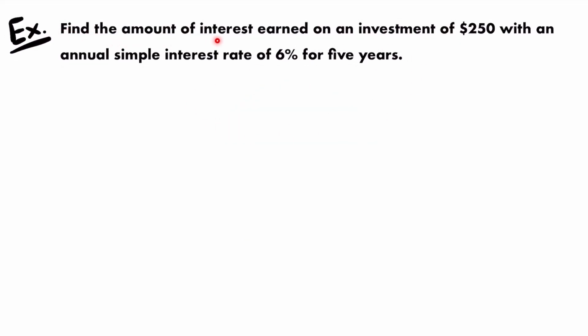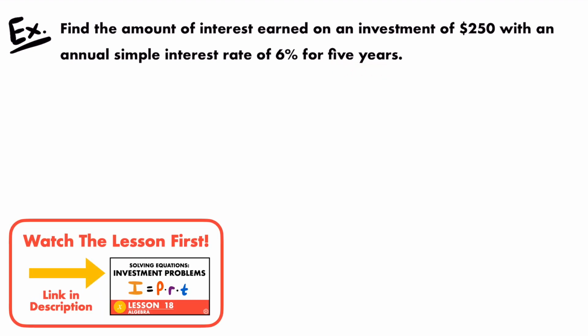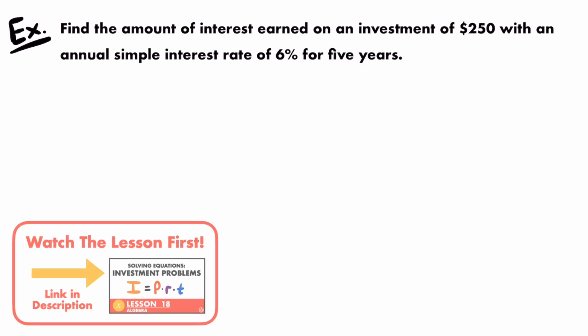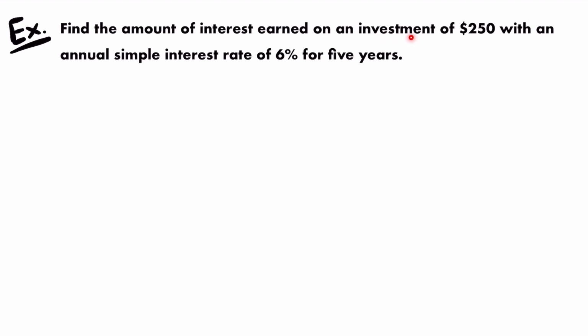We want to find the amount of interest earned on an investment of $250 with an annual simple interest rate of 6% for 5 years. All right, so in these investment problems, we are always going to be working with some amount of money or investment that is generating simple interest over an amount of time in years.